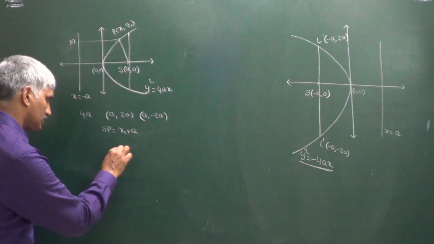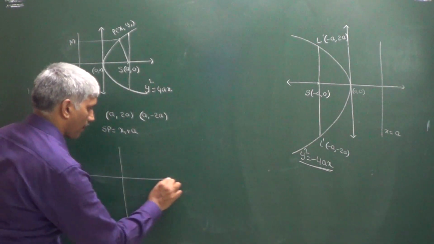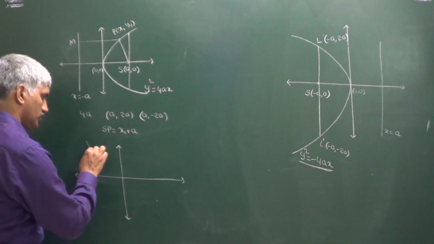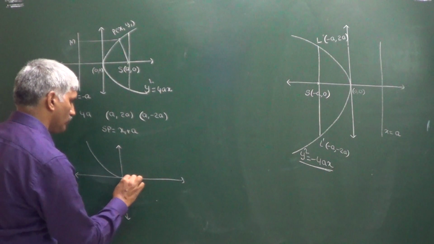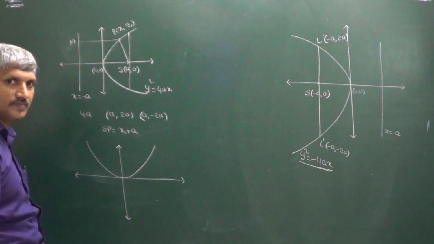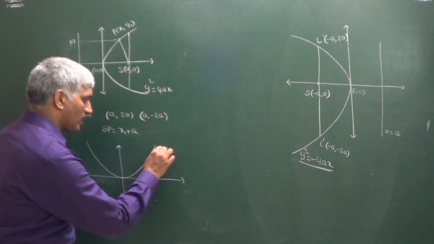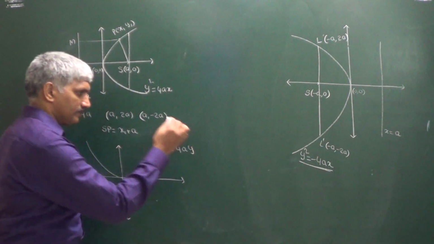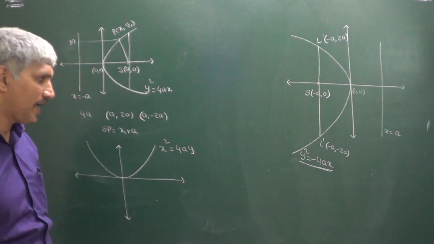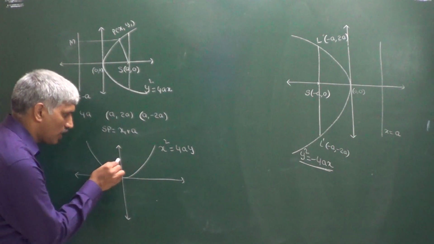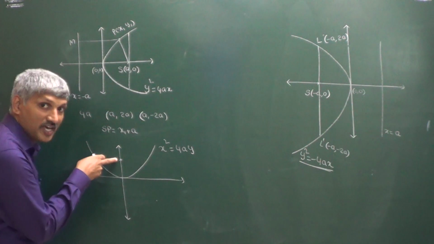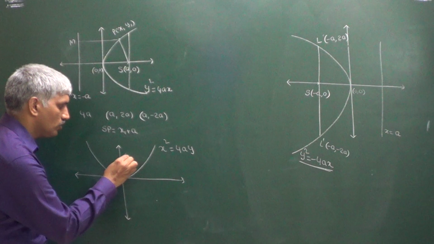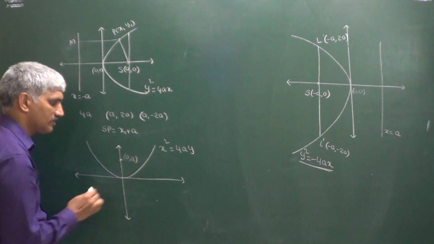So next case we are discussing. This is another form of the parabola whose axis is the y-axis. Now this parabola equation is x square is equal to 4ay. Now focus will be here. Come on, tell me, what is the focus? Focus is 0 comma a.